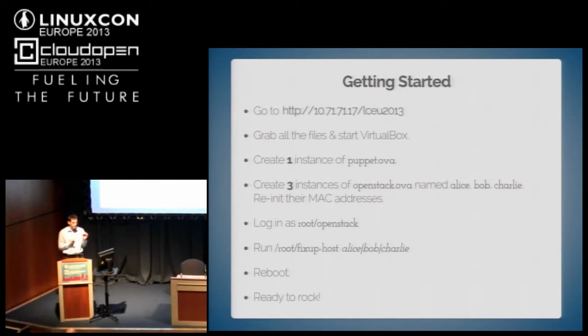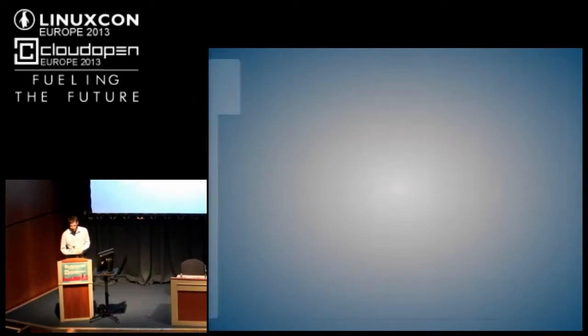And for the OpenStack nodes, you have to run a little script. It's called fixuphost. It's stored in the /root directory. And if you run that as root, fixuphost Alice, fixuphost Bob, fixuphost Charlie, then it will make that OpenStack virtual appliance three different nodes with three different network configurations named Alice, Bob, and Charlie, and you can then use them for this tutorial. Once you reboot, you're ready to go. There's nothing that you need to do on the Puppet node itself. It will just come up pre-configured as a Puppet master. Okay, so much for that.